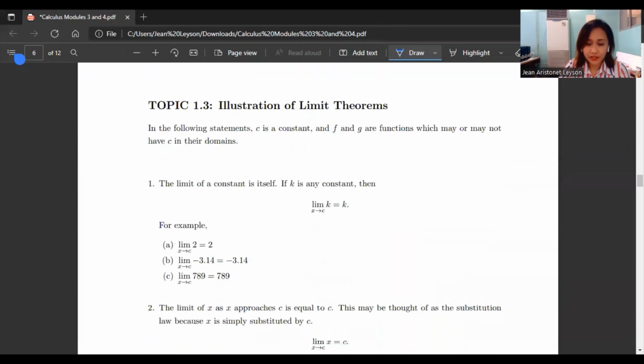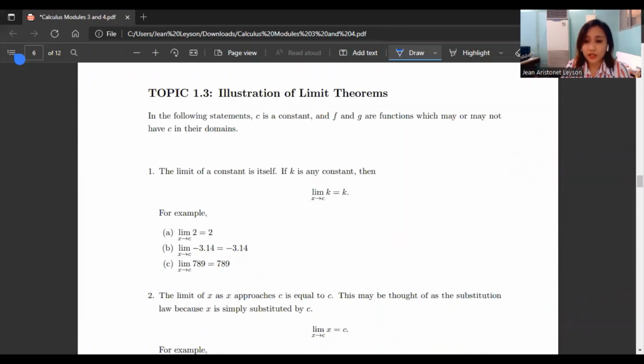Now let's proceed to the next topic, the illustration of the different limit theorems. By the way, if you have questions or clarifications, feel free to ask so that I will be able to answer your questions or queries. In the following statements, take note, c is a constant. Constant meaning it's a number. Since numbers are constants, it will never change its value. And f and g are functions which may or may not have c in their domain. So it can be included or excluded in the domain of those given functions.